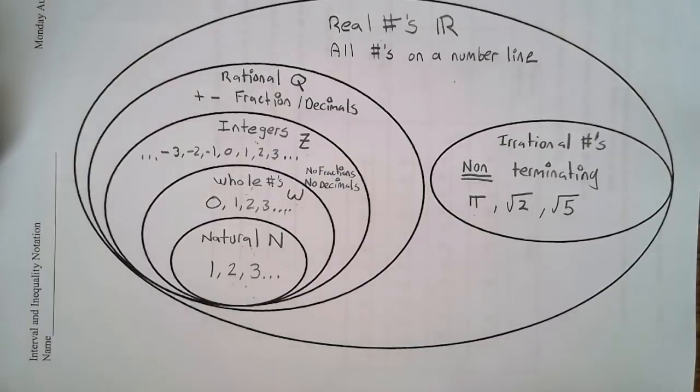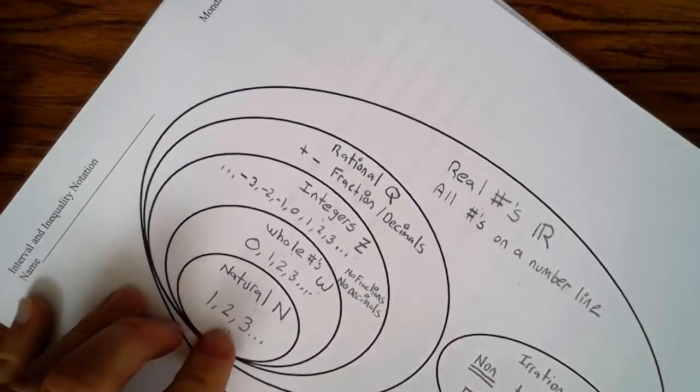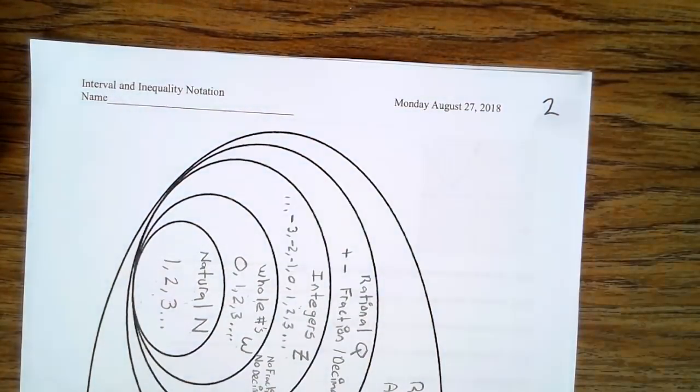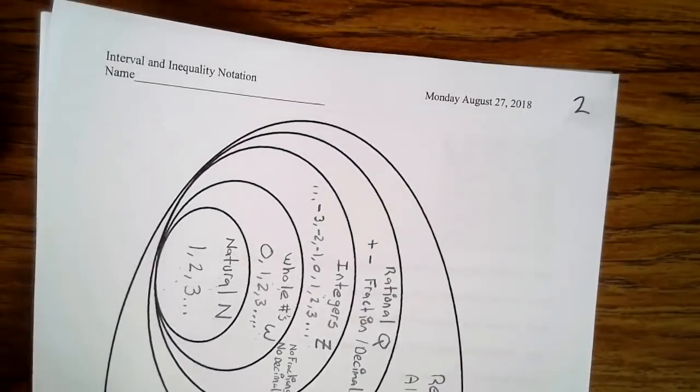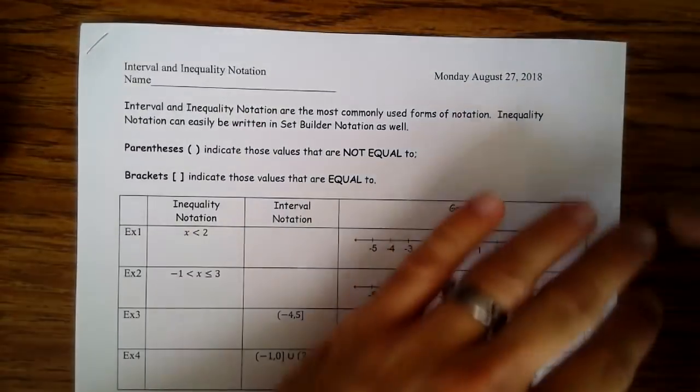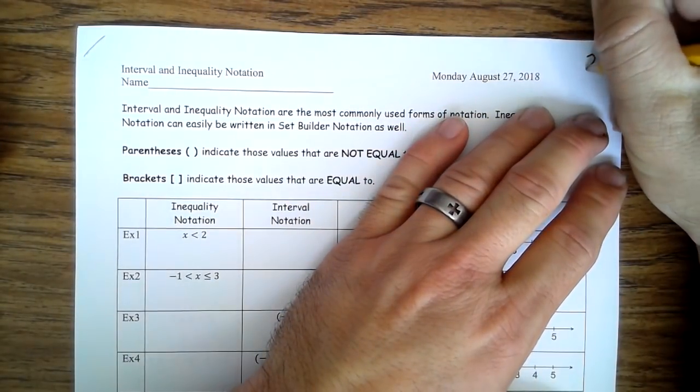All right, so this is kind of an awkward page to put in your journal, but what I would recommend doing is probably turning it this way, and this is on page 2. All right, so now let's get into the examples, which again is on page 2.